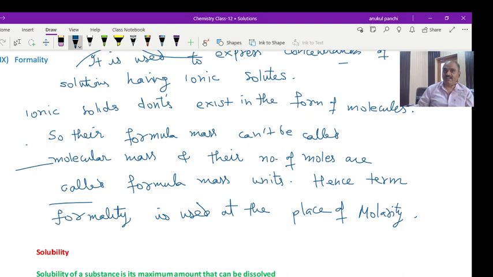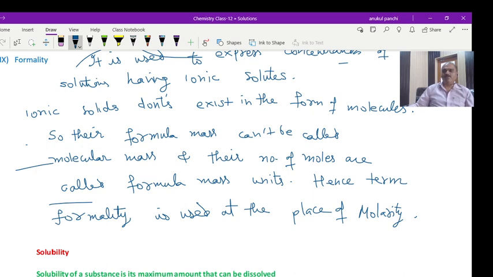When there are no molecules, then what is it? It is formula mass. Mostly in classroom, even we teachers call it molecular mass of NaCl, but that is wrong. It should be called formula mass of NaCl. All ionic compounds have formula mass. Covalent compounds exist in molecules, so their formula mass can be called molecular mass.